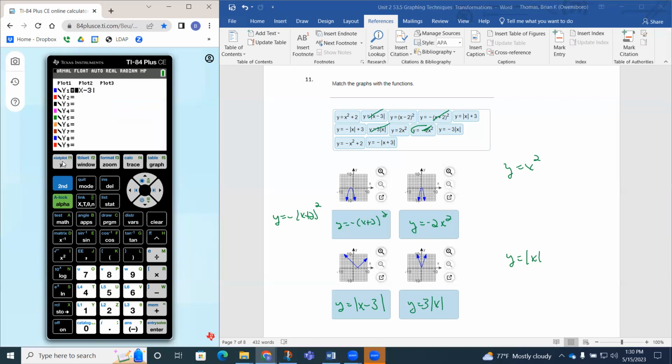So if I type in y equals and clear that off and put a 3, and then math, number, absolute value, if I put the x inside there and graph that, that does kind of mirror what we have there. So that's what I'd be picking up on there for those questions.